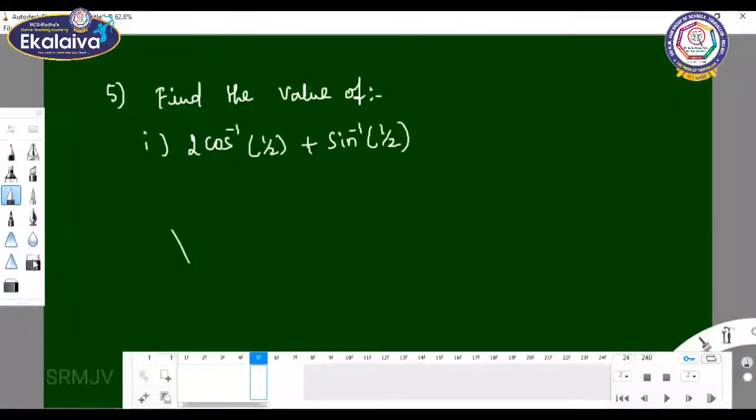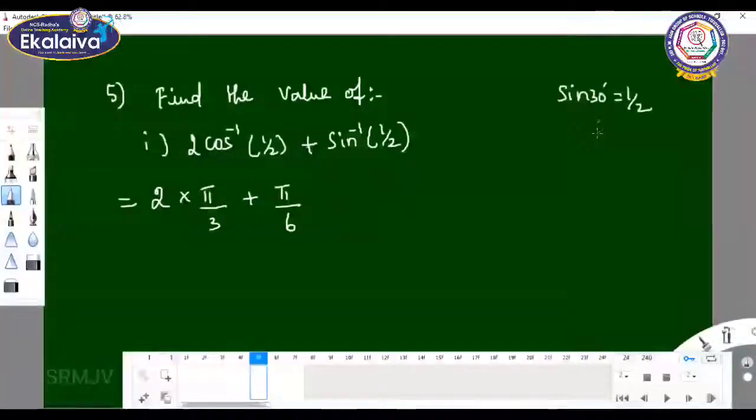See the trigonometric values. You know very well about the trigonometric values of cos and sine. When you look for the value 1 by 2 in the cos table, it is 60 degree, pi by 3. You write it in radian form. Sine inverse of 1 by 2 is pi by 6, since sine 30 degree equals 1 by 2.